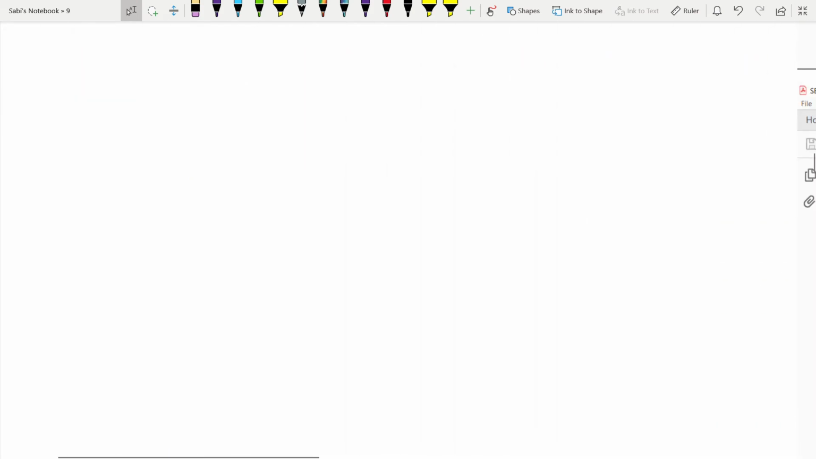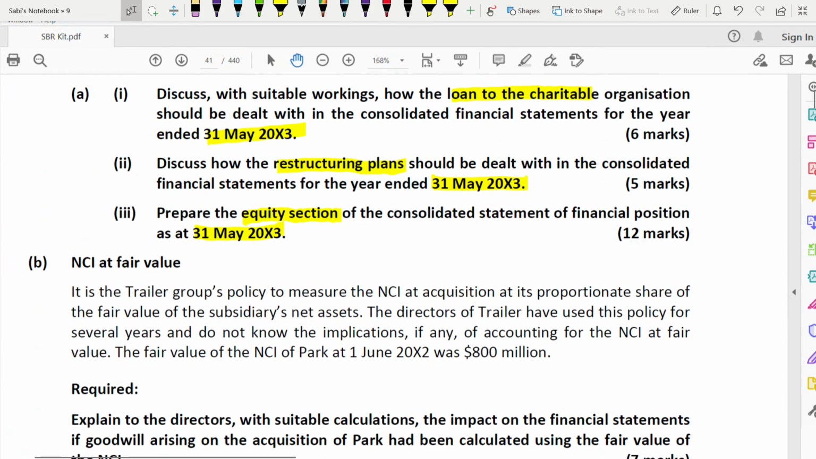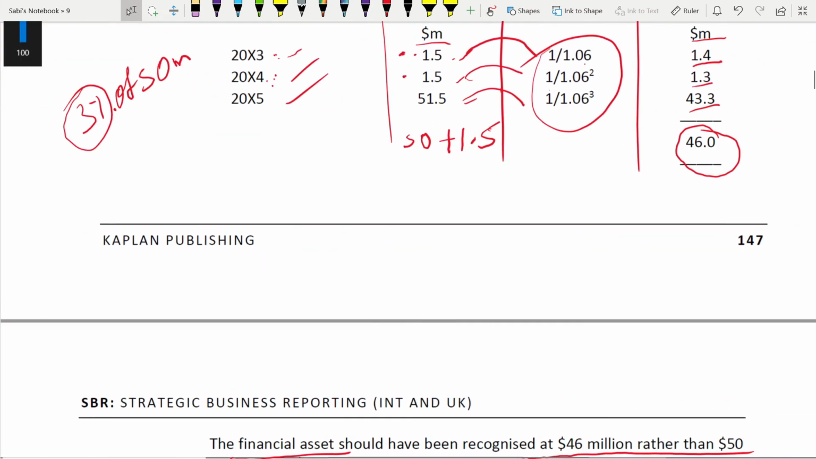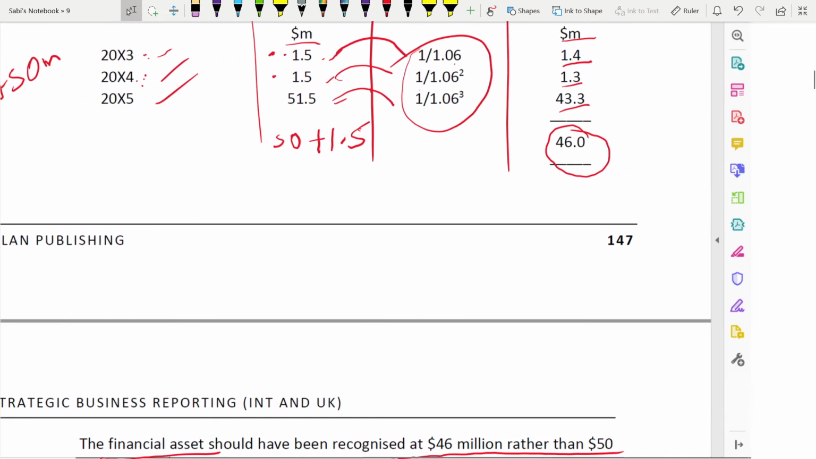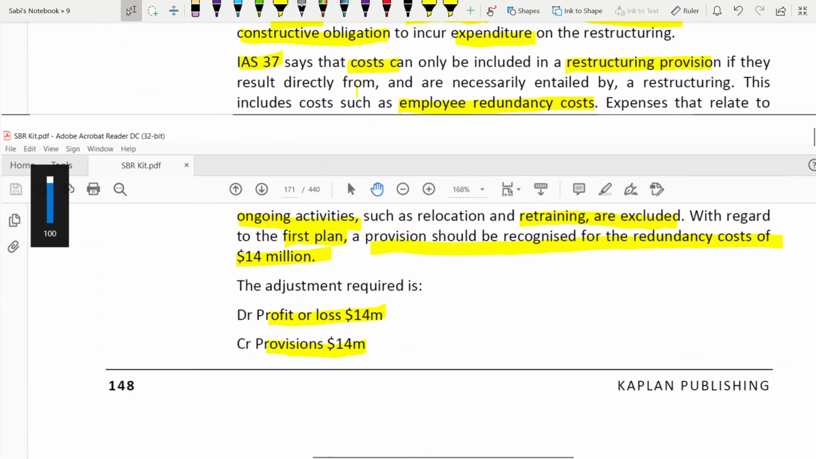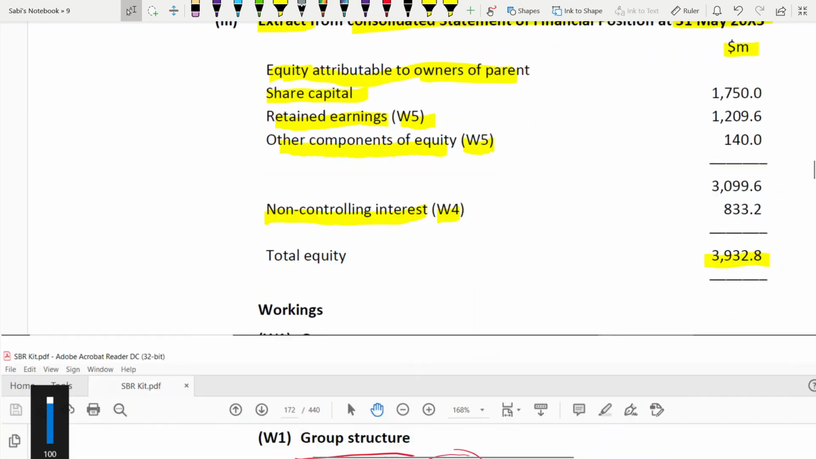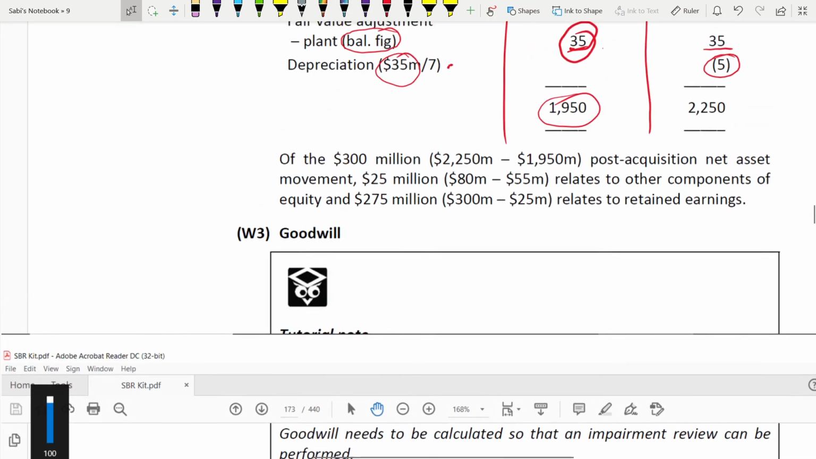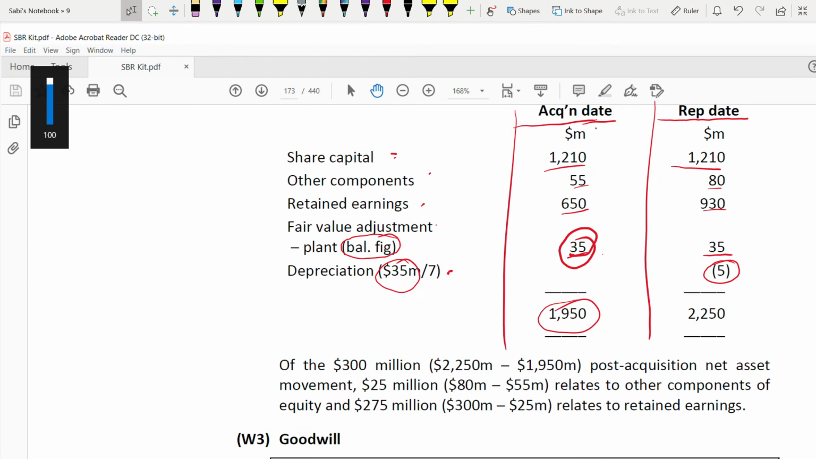Let us just still go through it. 1950, where we have been given that. Here, you see 1950, the fair value at the date of acquisition. The fair value of identifiable net assets they have already given to you, so it has to be 1950. The balance is the fair value adjustment, 35, and they have told that the remaining useful life was 7 years, so 35 divided by 7 for depreciation. That's why 5. Okay.